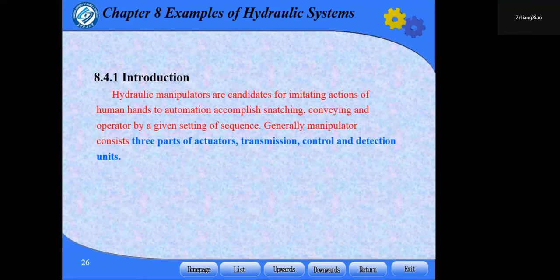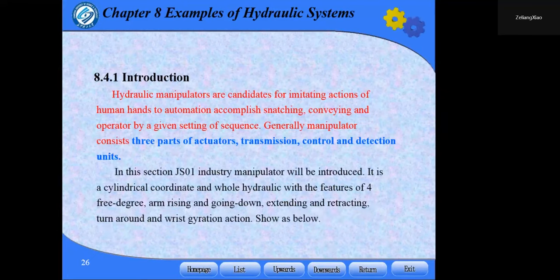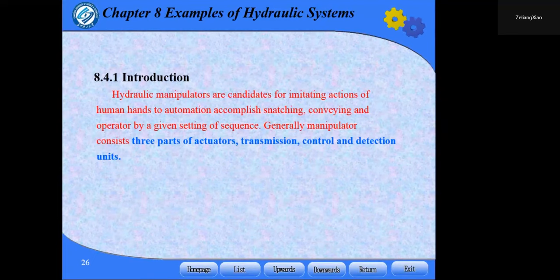Advantages are the large payload with respect to volume and mass, their reliability, and their robustness. Hydraulic manipulators have been a pattern.